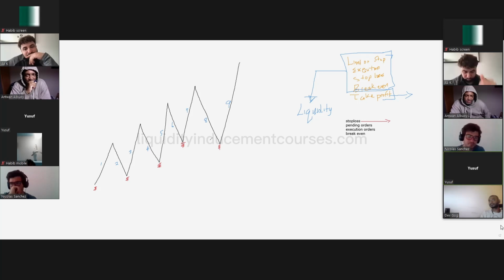Is it just the lows you put your stop loss? No. If you're selling, won't you put your stop loss at the top, the highs? Yeah. Right. So liquidity here, liquidity here, liquidity here, liquidity here.